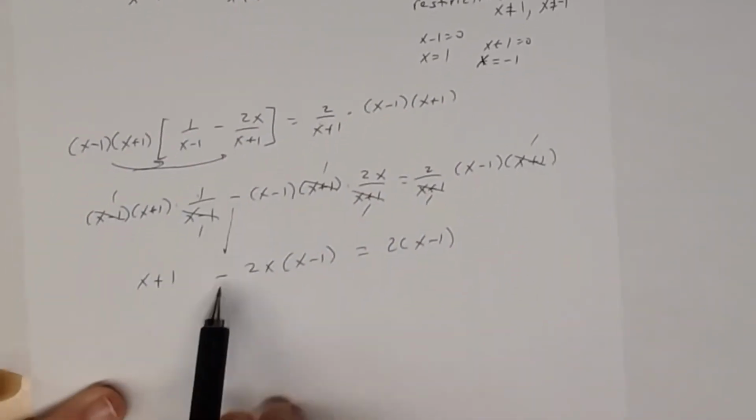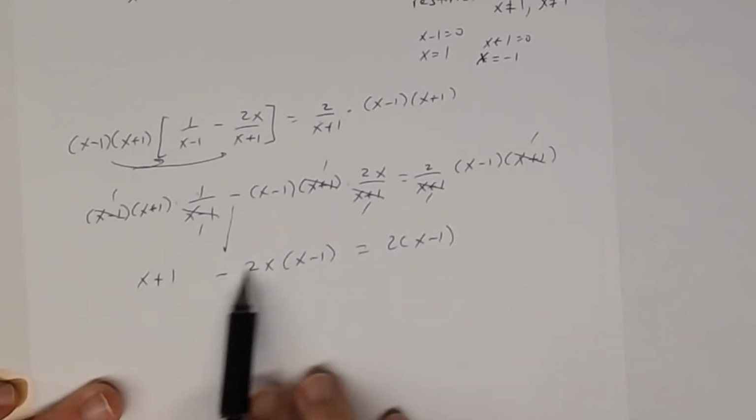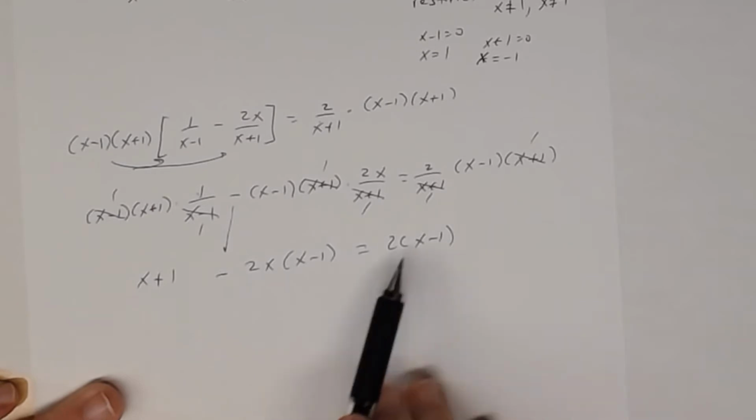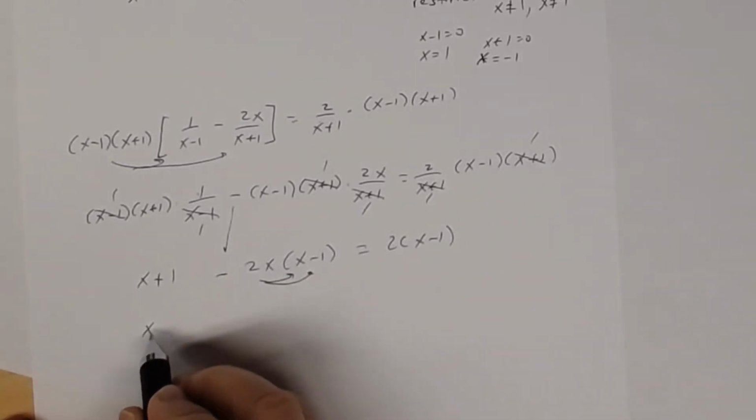Okay. So notice I went from a rational equation to an equation with no fractions. This is quadratic though, because if I distribute, I get an x squared. So I get x plus 1.